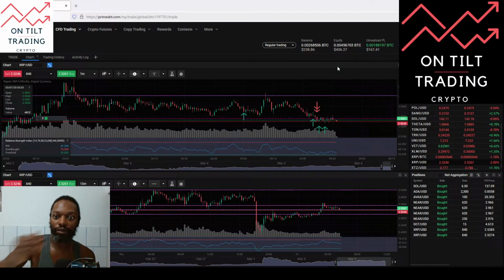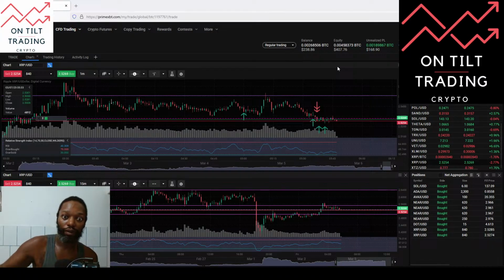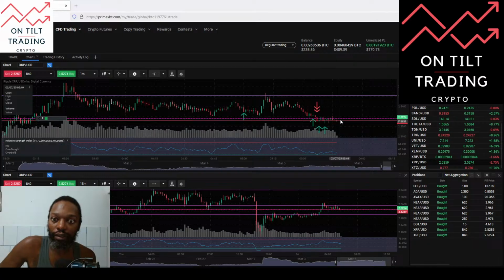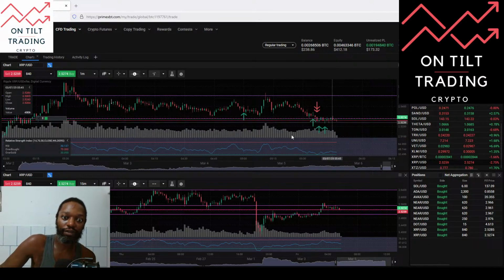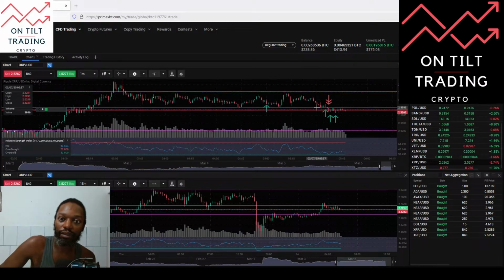XRP just took a few minutes ago. I've been trading it here. Right now, my charts are showing 545 here. So for the last 45 minutes, I've been looking at XRP and attempting to take a position prior to the open of the U.S. market.